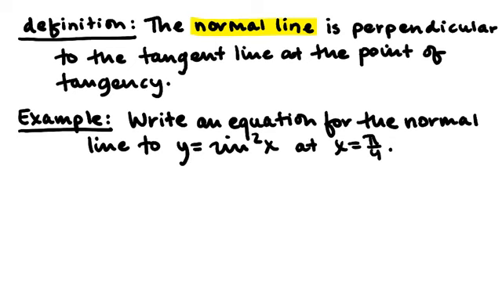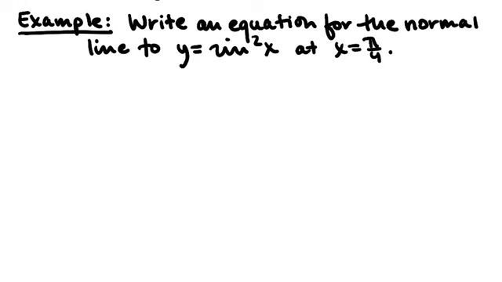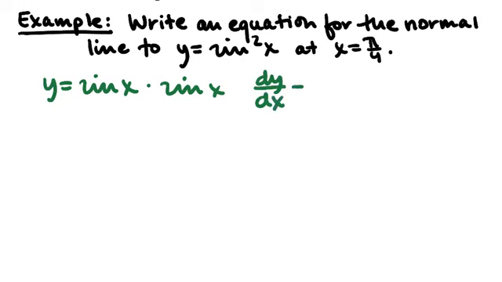Now you might say, wait a second, you didn't tell me how to take the derivative of the square of a function. How can I do this? Using the product rule: sine of x times sine of x, absolutely. That's what I'm going to do. So I'm going to say y is equal to sine x multiplied by sine x. I'm going to take the derivative real quick: sine x multiplied by cosine x, then add cosine x multiplied by sine x.